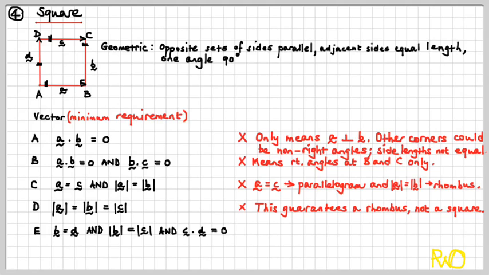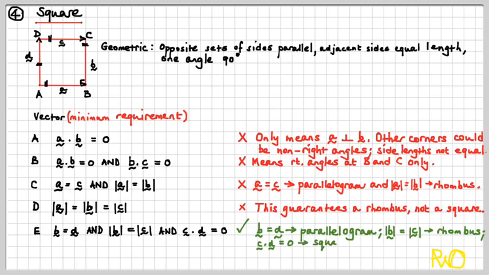Right, so what are we saying? B equals D. B equals D, that gets us to parallelogram, doesn't it? Magnitude B equals magnitude of C, that gets us to rhombus. And C dotted with D means that C is perpendicular to D, which means right angle in the corner. Now we're talking. That's a square. No problem. Yeah, that's right. That gets us parallelogram. Magnitude B equals magnitude of C gets us rhombus, and that dotting is the final icing on the cake, which gets us to square. So we're there.